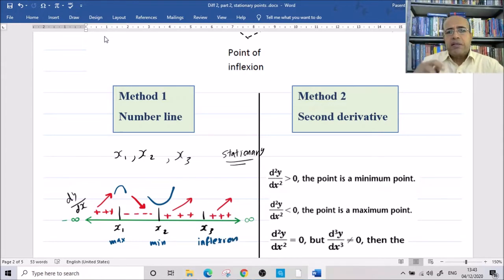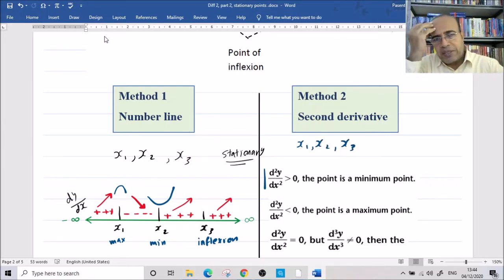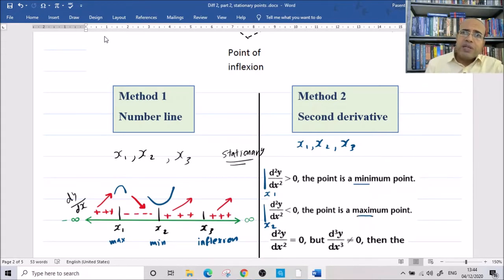What about the second method? In the second method, we find the stationary values x1, x2, and x3, for example, by putting dy by dx equals 0. We find the second derivative, d2y by dx2, and substitute the points x1, x2, x3 in it. For example, if at x1, d2y by dx2 is positive, we say it's a minimum. If at x2, d2y by dx2 is negative, it's a maximum.